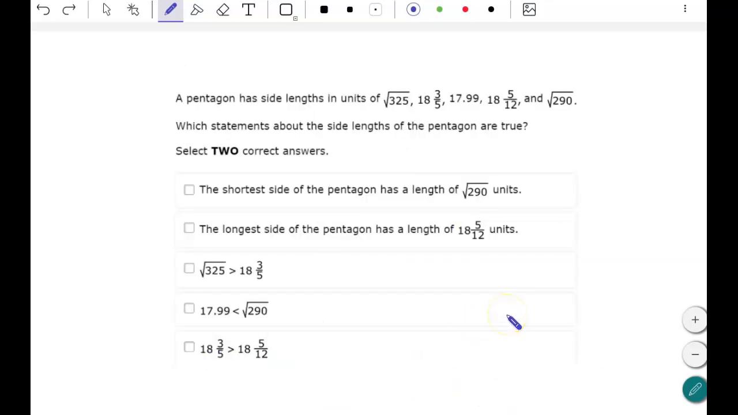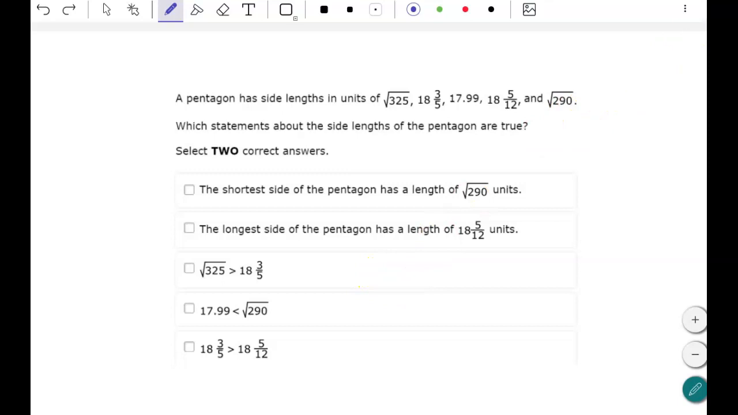All right, let's look at this one. You definitely need your calculator. You've got the lengths given in different formats. It says which statements about the side lengths of the pentagon are true. You've got different choices here, so you need to start with converting them all to decimals.